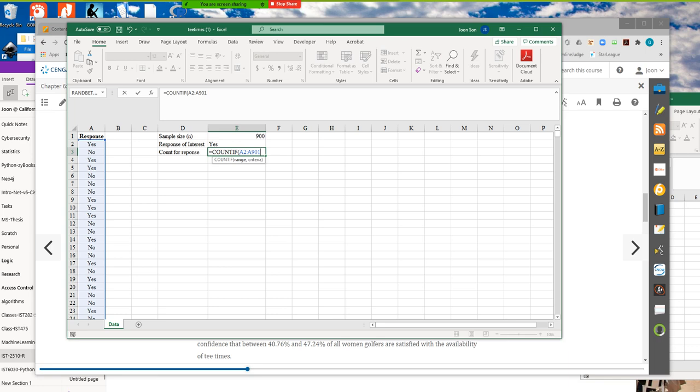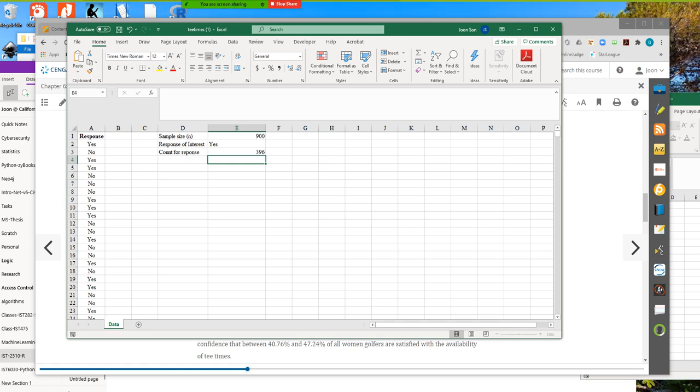And then we need to count how many yeses. So in the second argument, we have to say yes, which is E2. So this will count the number of yeses. So about 396 women golfers say yes.